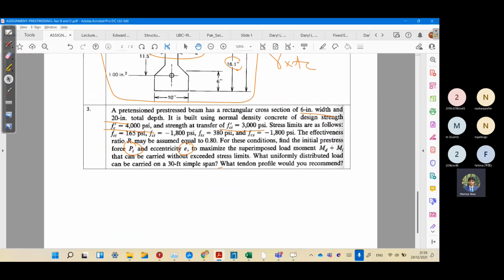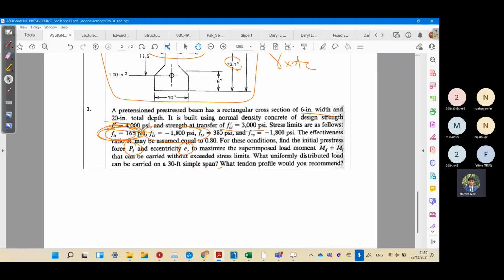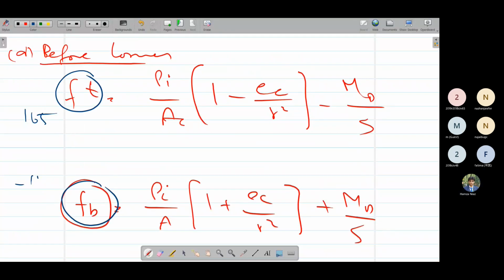So we can put top stress FTI as 165, and bottom stress as negative 1800, because this is compressive. This strand will try to pull like this, so tension would be at top and compression at bottom. So we are putting tension, the positive value, in equation 1, and the negative value, minus 1800, which is compression, in equation 2.